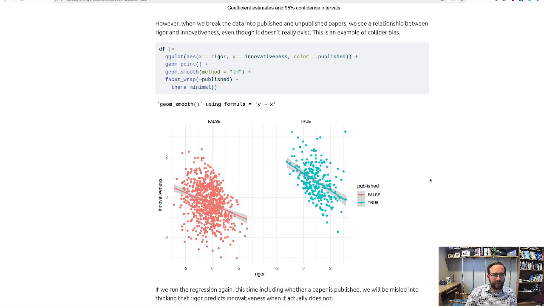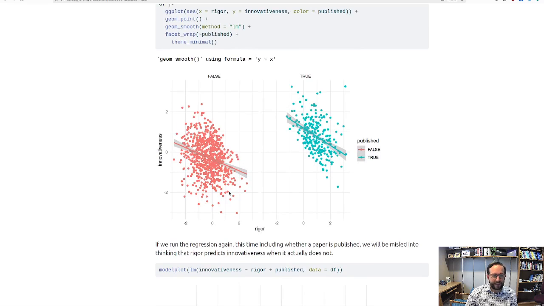And so here's an example of that. I've just faceted, so it's the same plot where rigor is on the x-axis and innovativeness on the y-axis. Same plot, but now we have true in one facet and false in the other for whether or not it's published. When we look at either the published or the non-published, we see that there appears to be a strong negative relationship. That when something is more rigorous, it is less innovative.